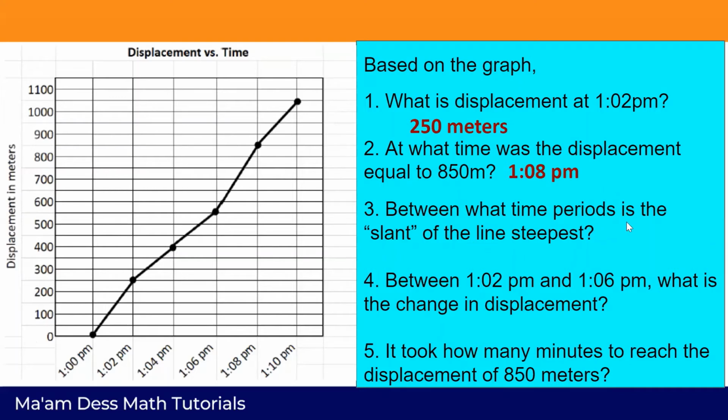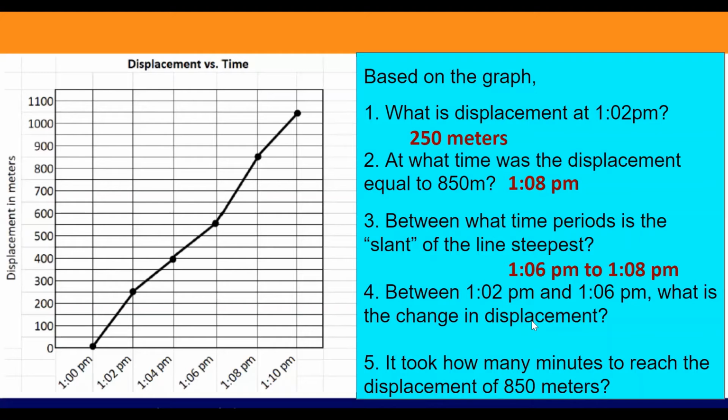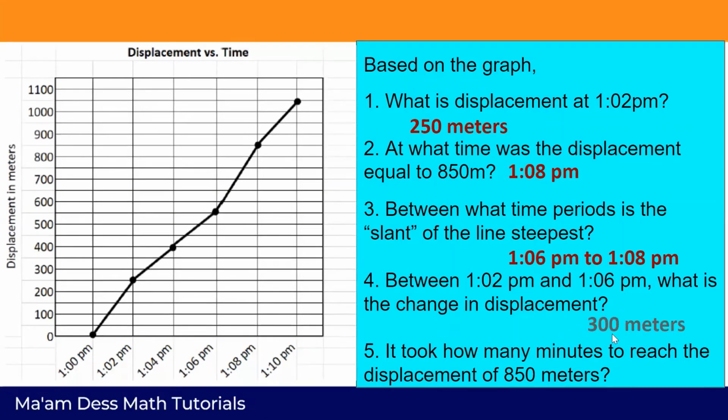Number 3, between what time periods is the slant of the line steepest? Okay, so steepest. 1:06 p.m. Okay, and then 1:08 p.m. Yeah. Number 4, between 1:02 p.m. and 1:06 p.m., what is the change in displacement? So look for the displacement at 1:02. So we will have 250. And then at 1:06 p.m., we will have 550. So what you're going to do is to just subtract 550 minus 250. Our answer is 300 meters.